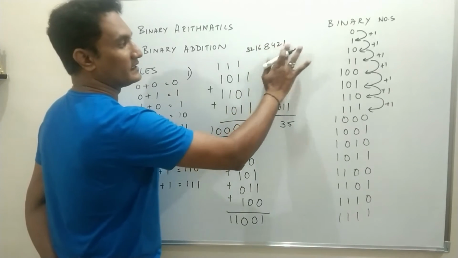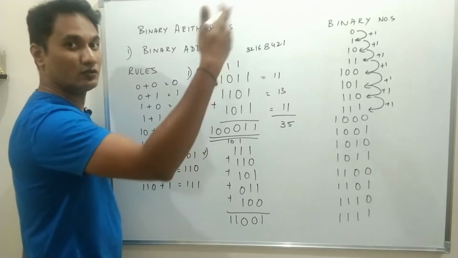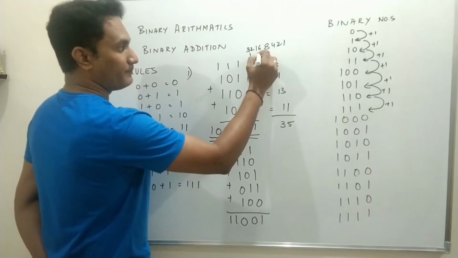So the weights become 16, 32. What you can see is that it is increasing in the order of 2 raised to power 2, 2 raised to power 3, 2 raised to power 4, 2 raised to power 5. So now, what is the number we have?